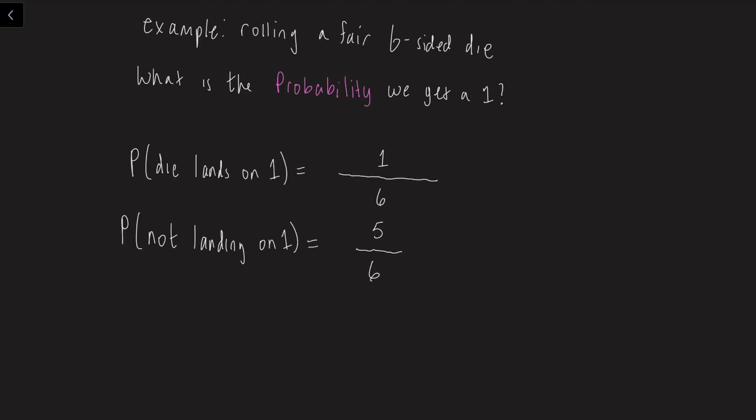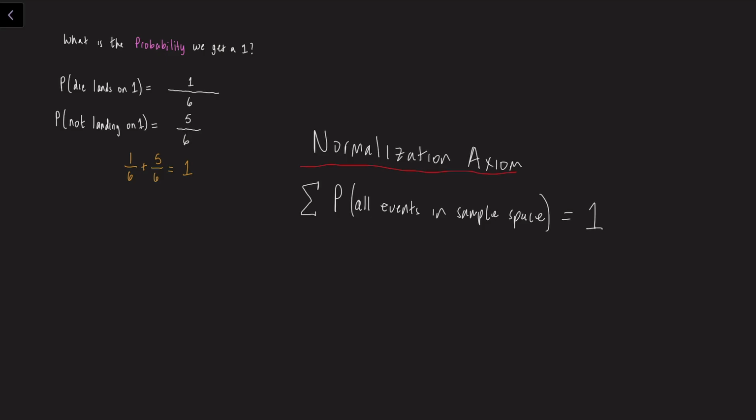So our probability that we get a 1 on our die roll is 1/6. And our probability for the opposite, that we don't get 1, is 5/6. When we add these two together, we get 1. And this is no coincidence. What we just saw is called the normalization axiom of probability. Or in simplest terms, if you cover all events in your sample space, their probabilities add up to 1. This makes sense because if you cover all possibilities, something must happen with 100% certainty.